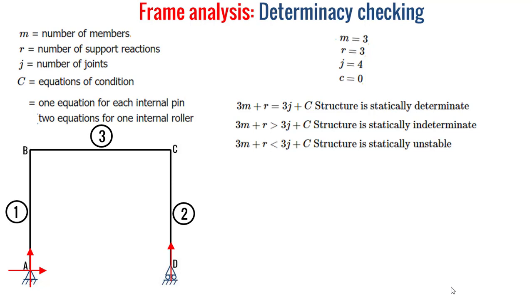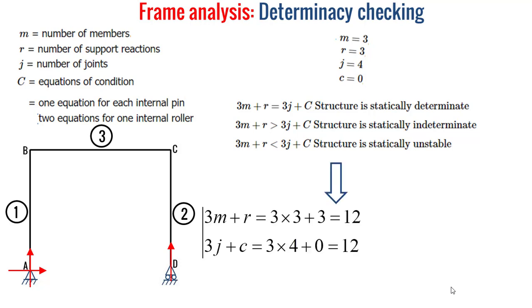The third case is when 3m plus r is lower than 3j plus c, and in this case the structure or the frame is considered statically unstable. Unstable means, as I explained, that the frame will not be able to maintain its geometric shape under the external loading.